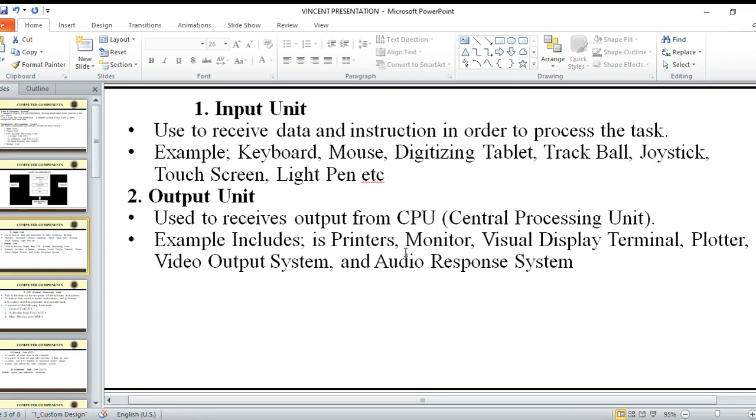Is it hard or soft, Brian? So it give us the hard copy output. Then we also have monitor, which give us in form of display. There is also plotter, video output system, and the audio response system.